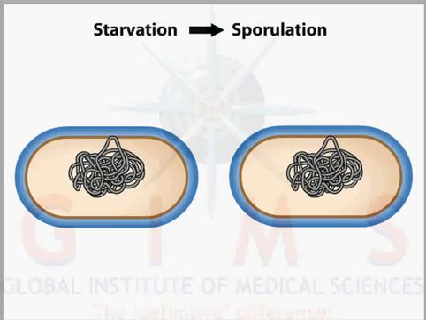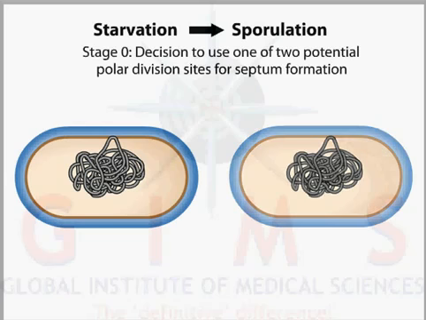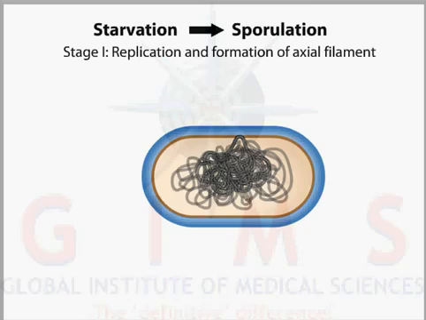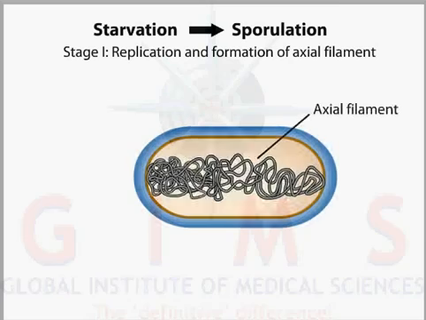Sporulation can be divided into 8 morphological stages. Stage 0 represents the point at which the vegetative cell decides to use one of 2 potential polar division sites to begin septum formation instead of the central division site used for vegetative growth. Stage 1 involves replicating and stretching the DNA into a long axial filament that spans the length of the cell.